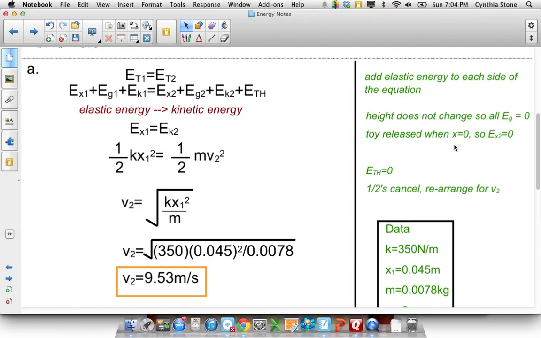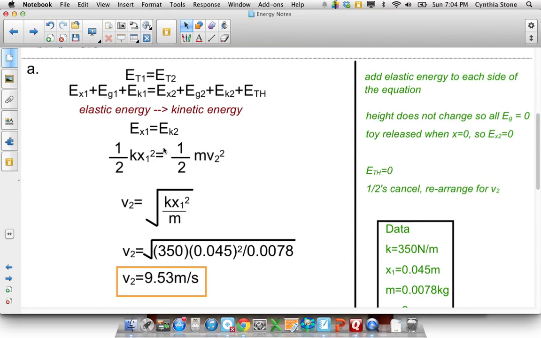EX2 is 0 because, and this is just something you would know, I wouldn't necessarily put that down in the question, but it's implied without any other information that the toy is released when x equals 0. The second x is going to be 0 at the equilibrium position. And we're told in part A anyway that there's no thermal energy.